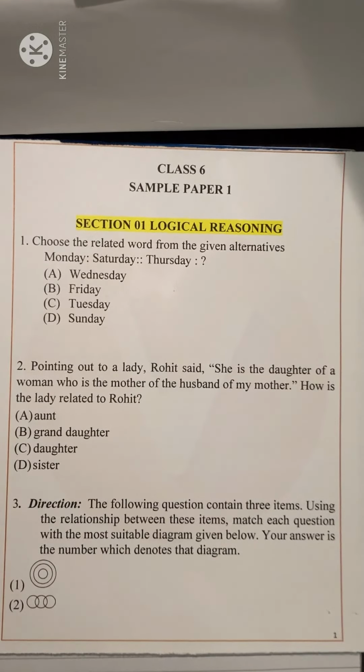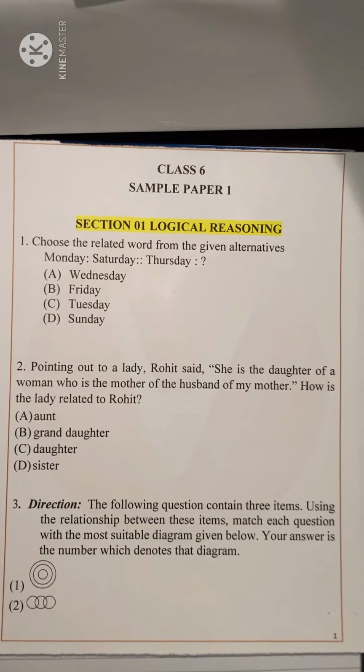Today we will discuss the solution for the logical reasoning questions for the Math Olympiad competitive exam. So I am discussing today class 6 logical reasoning section 1. First question, choose the related word from the given alternatives. Monday is to Saturday, proportionate to Thursday is to.